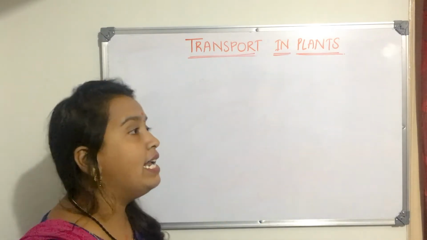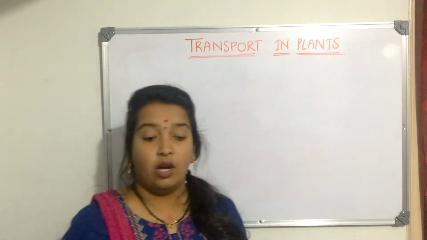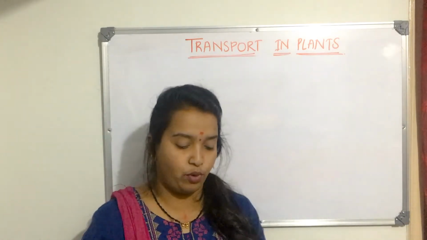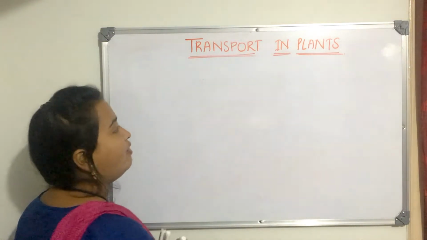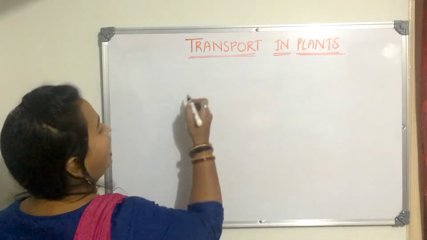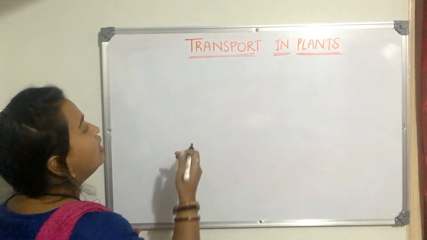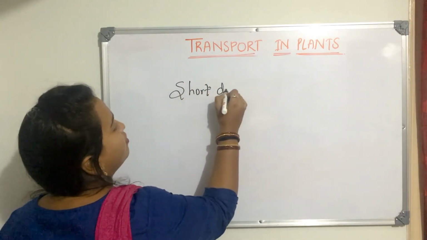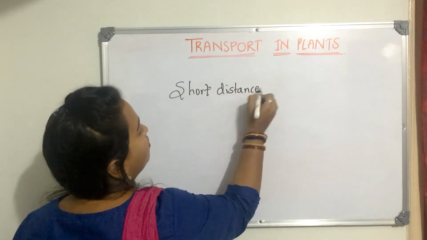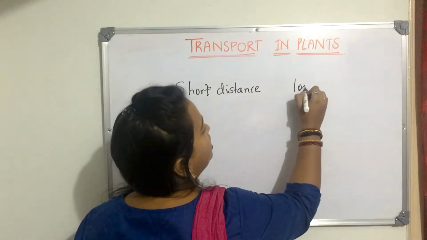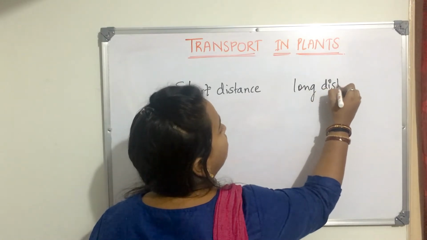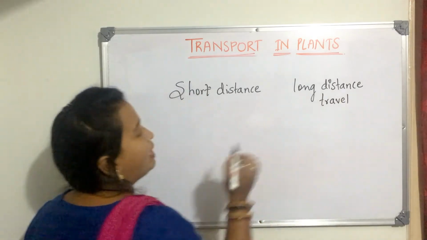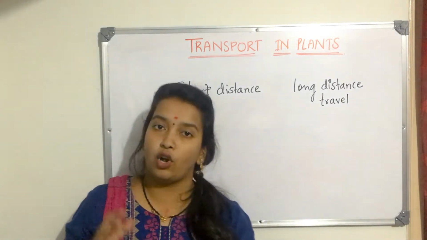Now we need to understand how these things are transported. What is the means of transport, and how is it going to happen in plants? See here, we have different methods for transport. We have two types of transport: short distance travel and long distance travel. So what do you understand by short distance travel and long distance travel?